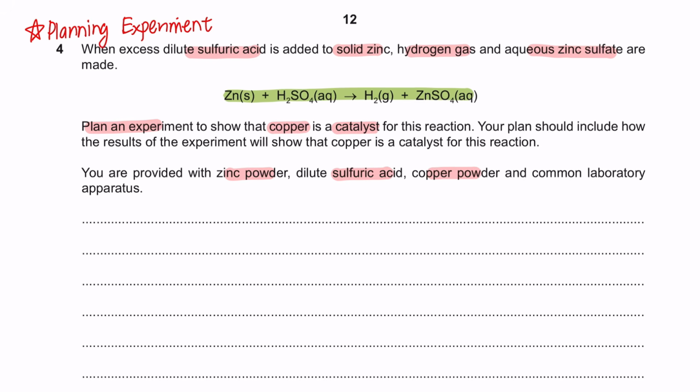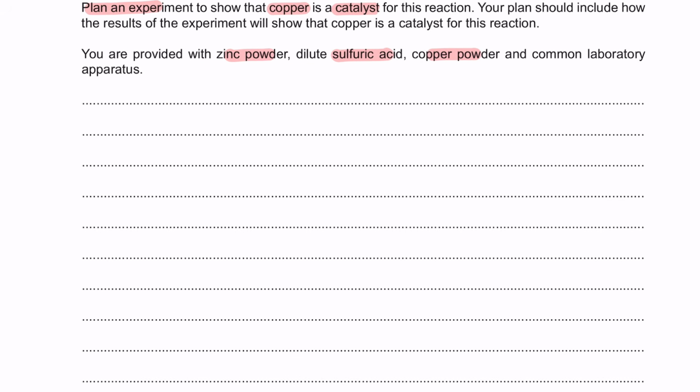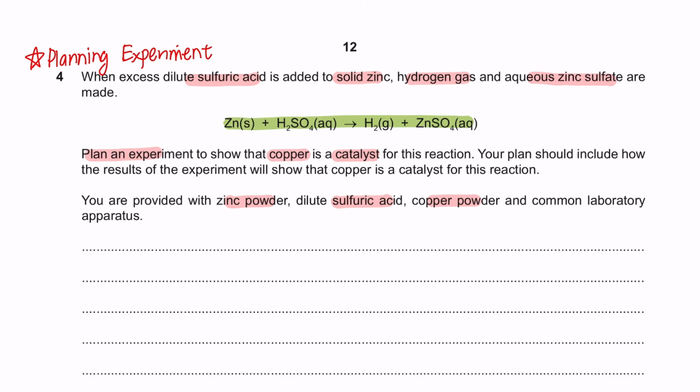Planning an experiment. You're going to need lots of practice for this. Keep trying as many past year questions as possible, and we'll try to stick with a technique or format to answer these types of questions. We want to prove that copper is a catalyst. A catalyst is something that speeds up the reaction without being used up.